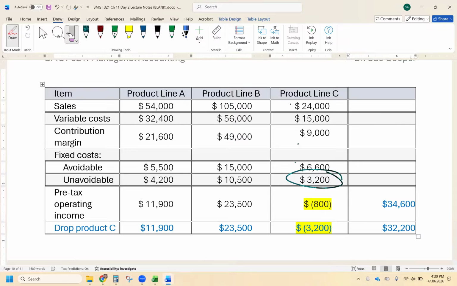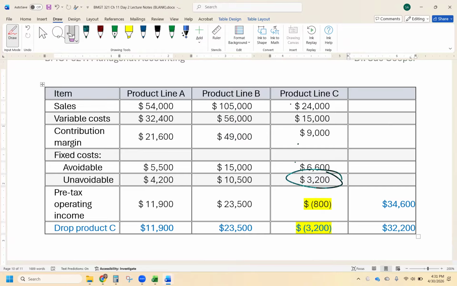So this is our minimum we're at. The minimum is not zero. Our minimum right now for product C is negative 32. So that's where our cutoff point is for dropping this product. And that's what's so interesting about these decisions, because those unavoidable fixed costs are there no matter what. So if we drop all the products, we will still have to pay that 42, that 10.5, and that 32. So that's where our baseline is.